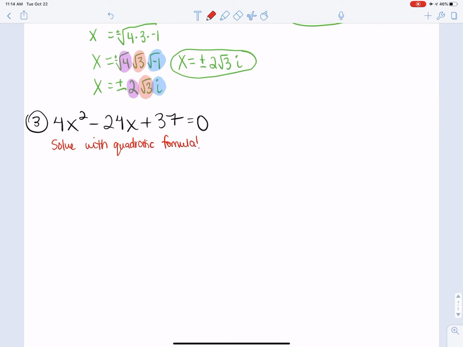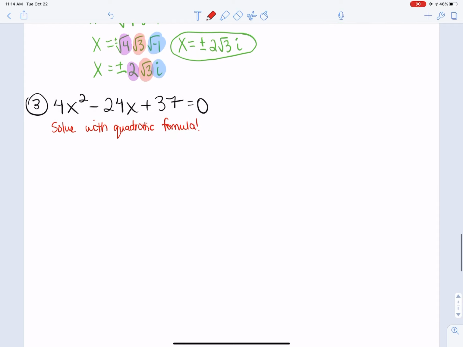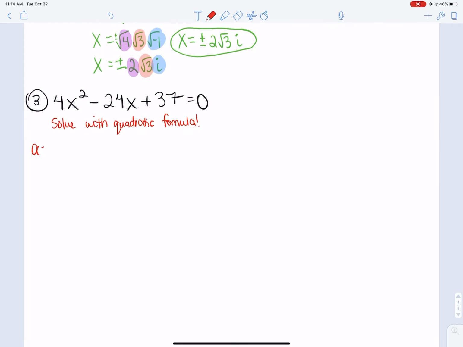And so now we need to figure out what the a, b, and c are. So a is 4. You know that. That's a. b is -24. The sign has to attach. And c is 37. And now what is the quadratic formula?